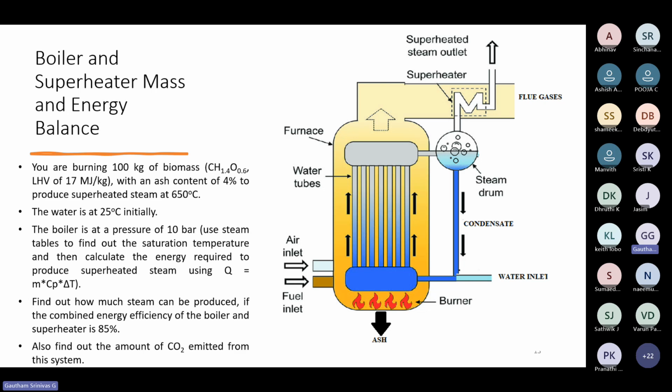Let's come to this one. This is very similar to the boiler and superheater you did in the other example. You are burning 100 kg of biomass with an ash content of 4% to produce superheated steam at 650 degrees Celsius. The water is at 225 degrees initially. So do you all know how to use the steam tables to find out the saturation pressure and temperature?